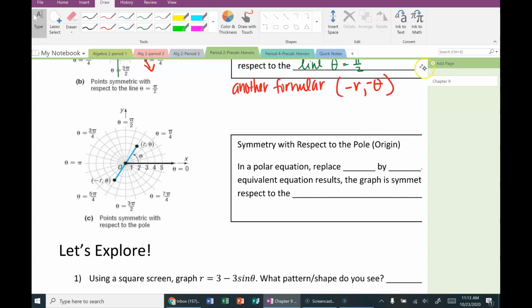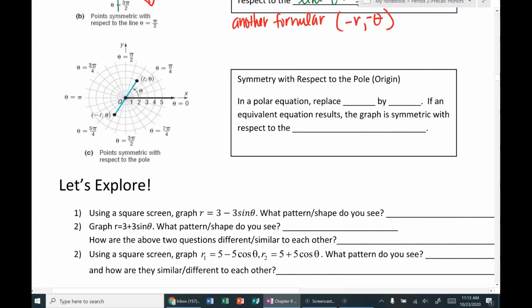Symmetry with respect to the pole, aka the origin. Back in the day, we called this an odd function. Let's say again we have an original dot in quad number 1, and I want to be in quad 3. The simplest way to go about that is to replace with a negative radius, because then that will make you go the opposite direction. If the equivalent equation appears, then you have symmetry with respect to the pole. Same thing, we should always have another formula.